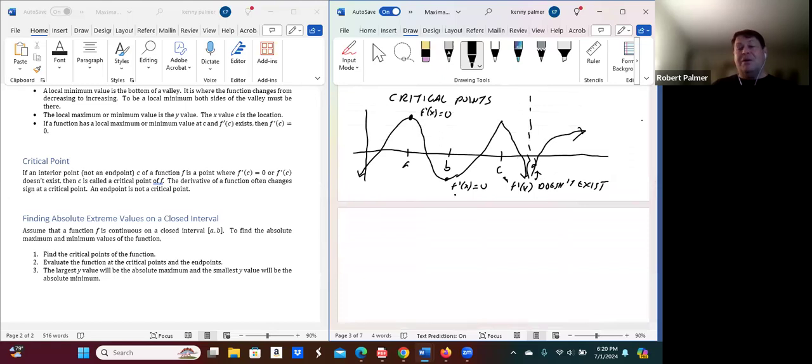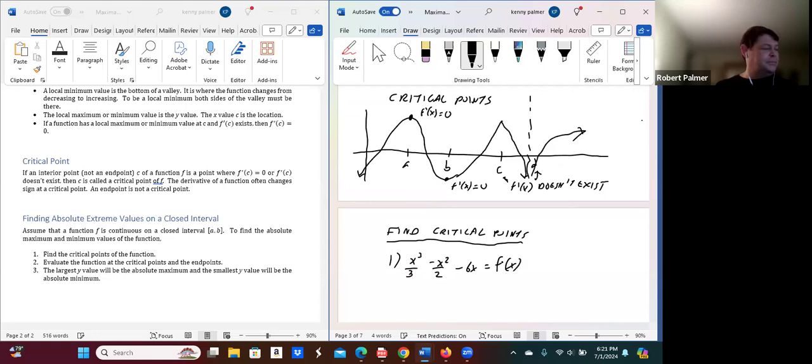Now, how can we find a critical point? Let's practice with that for a minute. So number one, let's say we want to look at this function. x cubed over 3 minus x squared over 2 minus 6x is equal to f of x. Okay, that's our function.